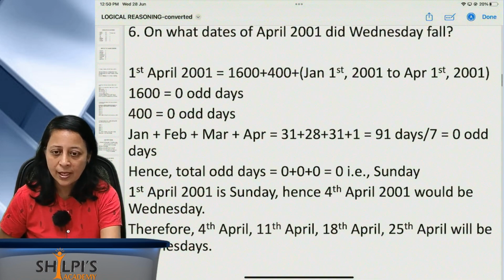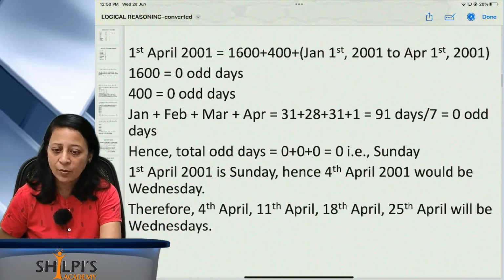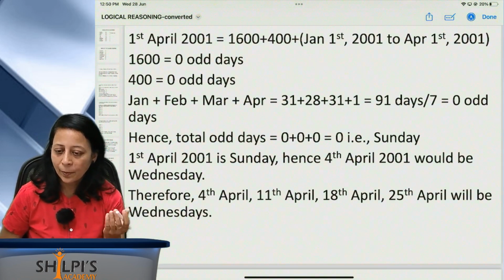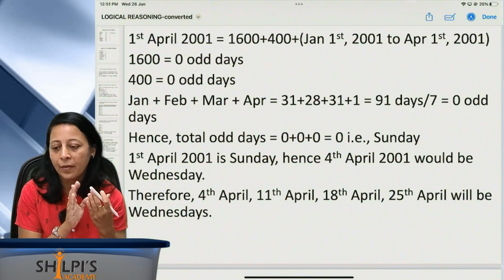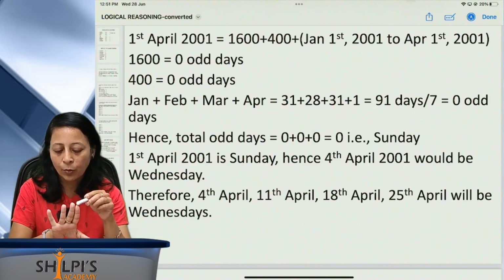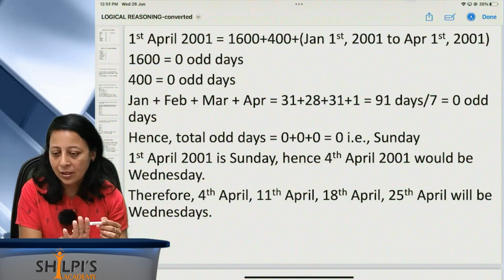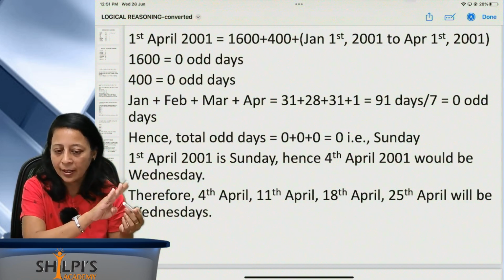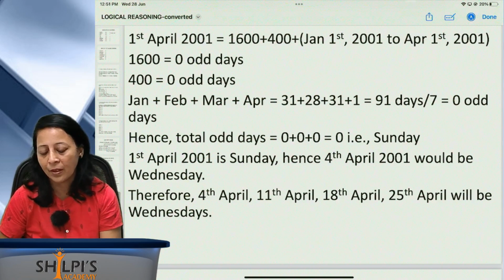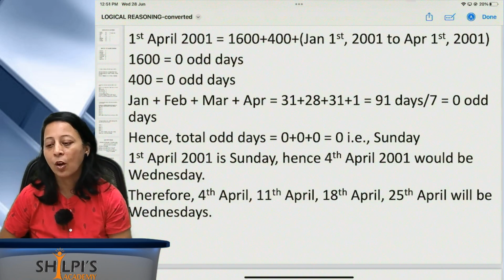The question they asked is, on what dates of April 2001 did Wednesday fall? So 1st of April is Sunday. When could the first Wednesday of that month be? The 1st is Sunday, 2nd Monday, 3rd Tuesday, and 4th Wednesday. Then 4 plus 7 is 11, 11 plus 7 is 18, 18 plus 7 is 25. So all these days in the month of April will be Wednesdays: 4th April, 11th April, 18th April, and 25th April.